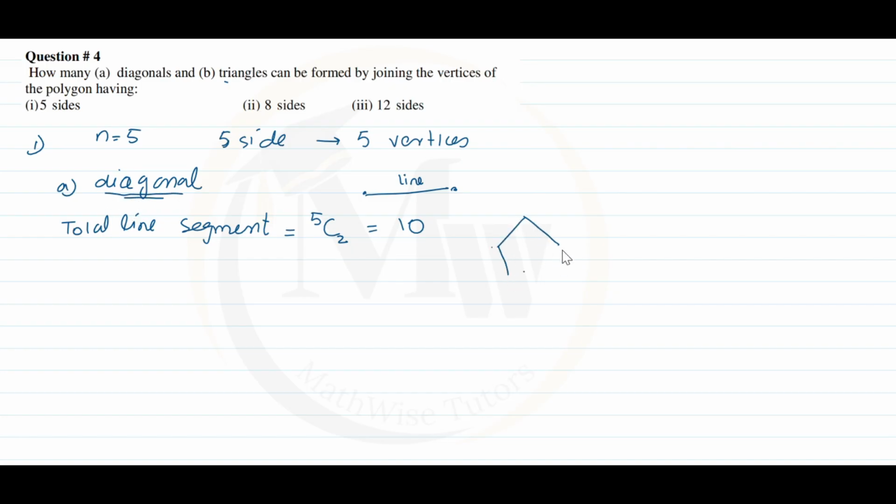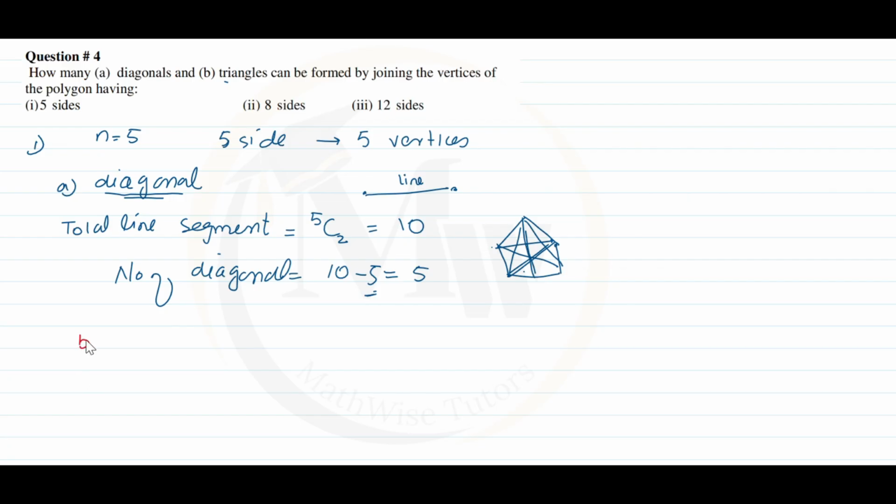But we are only concerned about diagonals. These 10 line segments include the surrounding sides as well. So to find only the inside lines, which are the diagonals, we will subtract all the surrounding sides. As we know, there are a total of 5 sides, so we subtract all 5 sides from these 10 lines. The rest will be the diagonals. So the number of diagonals is 10 minus 5, which equals 5.